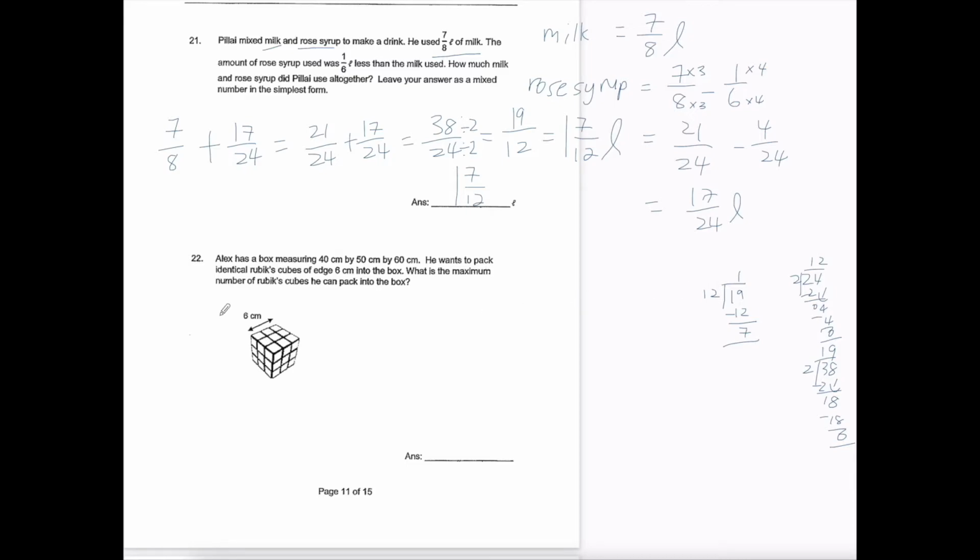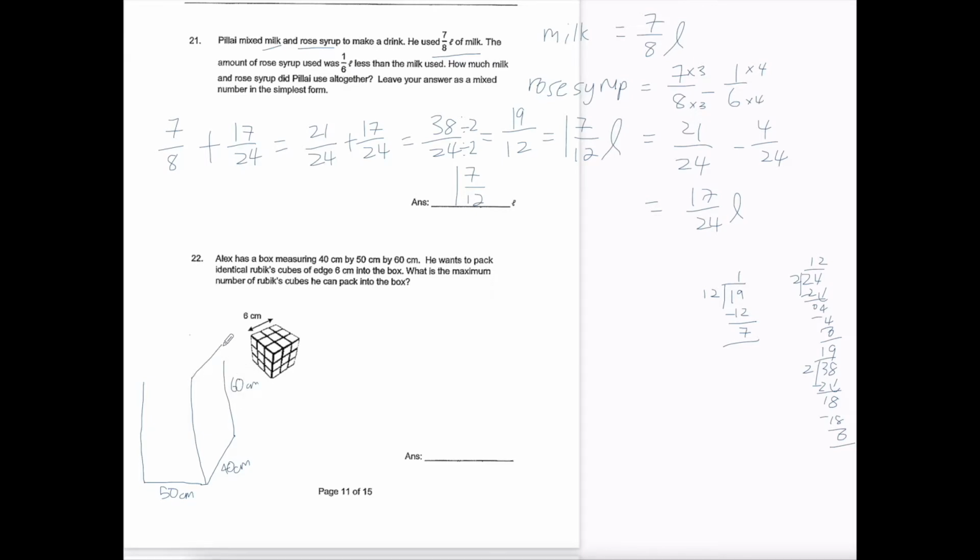Let's move on. Question 22. Alex has a box measuring 40 cm by 50 cm by 60 cm. So length, now this should be the breadth. So the length is 50, the breadth, and the height. It's not drawn to scale. So this is 50 cm, this is 40 cm, and this is the height that is about 60 cm.